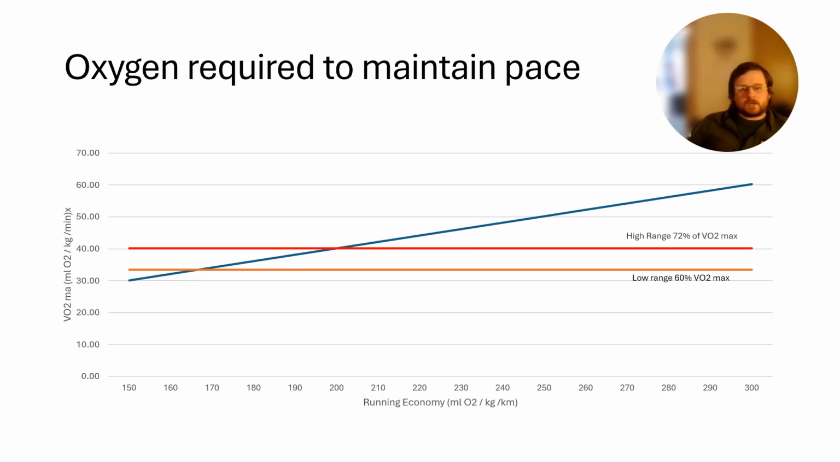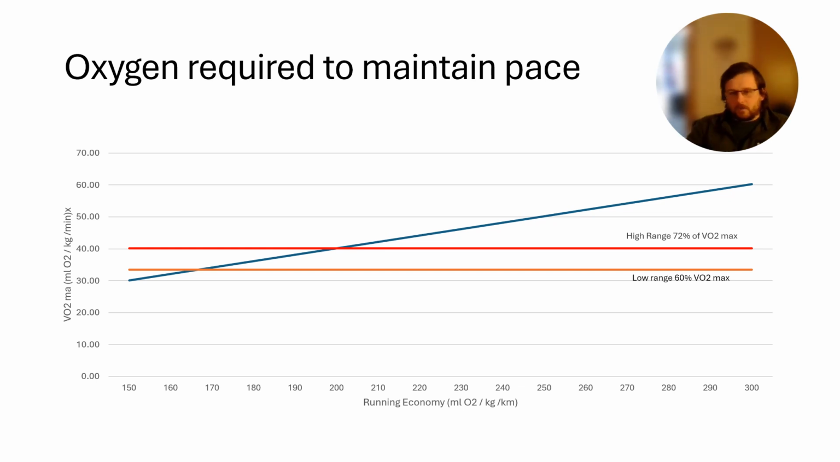Basically, what this does is we look at the low range, say 60%, and the high range of 72% of VO2 max, and then the oxygen required needs to be somewhere in this range here, which tells us running economy, which I'll show you in a second how we get. We're looking to see if this runner's running economy falls between these two bars. So we're looking for oxygen uptake of somewhere between 32 and 40 milliliters of oxygen, and we need running economy to be somewhere between 170 and 200.